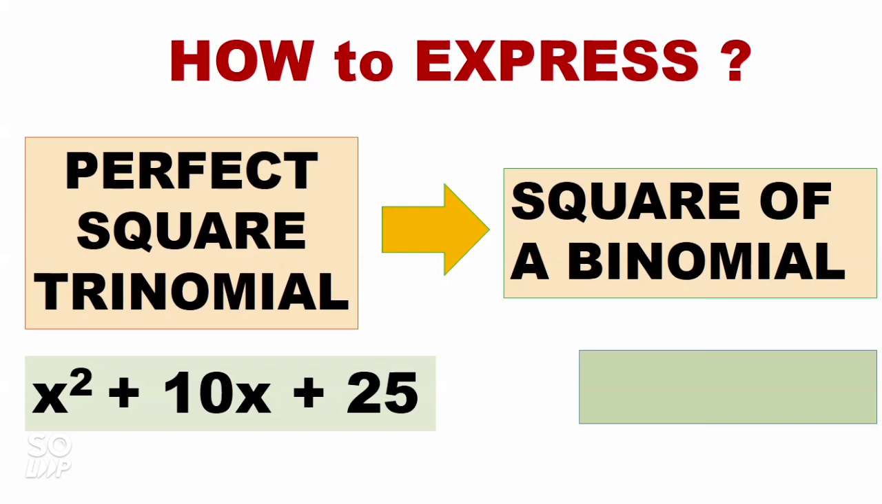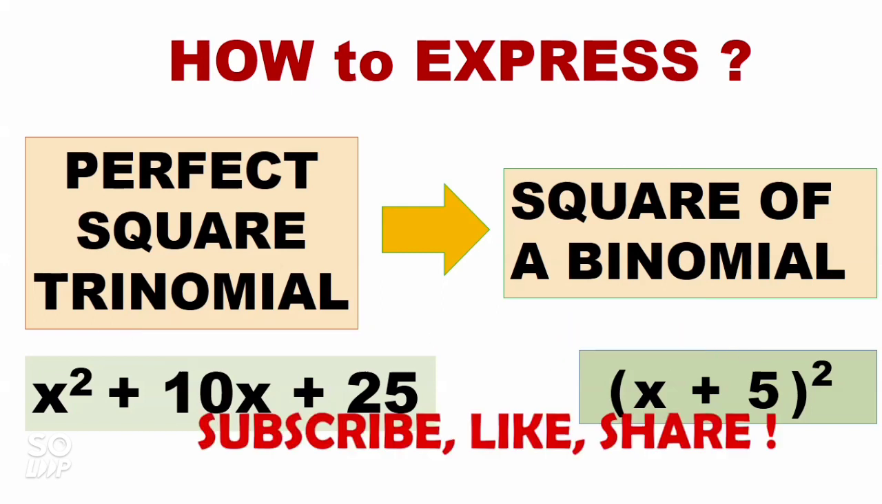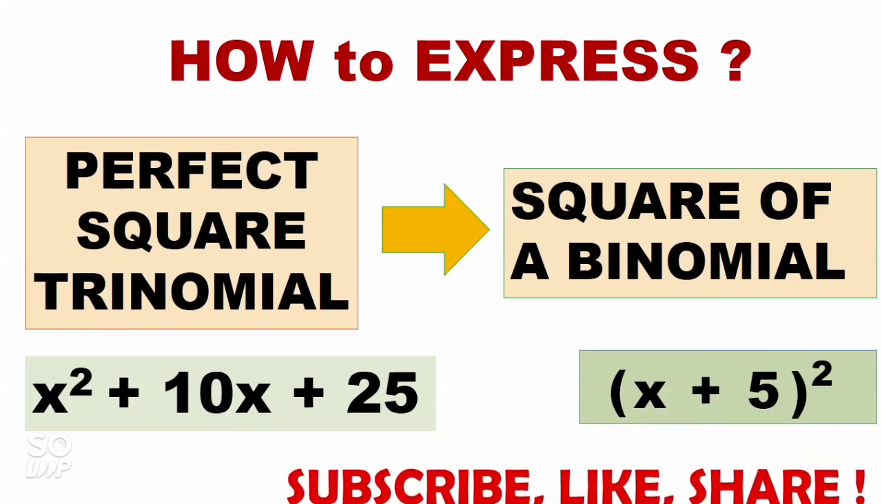And then, yung middle term natin, dapat twice siya ng product ng square root ng first term at saka square root ng last term. Square root ng first term natin dito is x, square root ng last term natin is 5. So, kung ito twice natin yun, the answer is 10x. Okay? So, if we're going to express this in a square of a binomial, the result is the square of x plus 5. Okay? So, para mas maintindihan natin, okay, we have an examples.